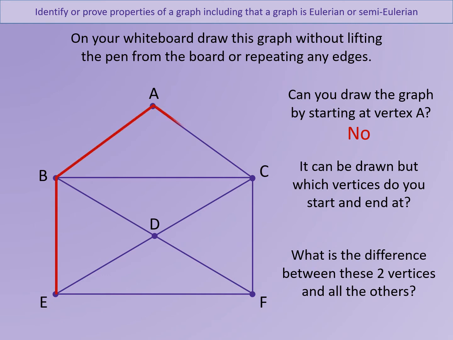So the solution is that if we start at vertex E, there are several ways of doing this, but you would need to end at vertex F. It can also be done in reverse. We can start at F and end at vertex E. We're going to look at how these two vertices are different from the others and what it is that makes this possible.